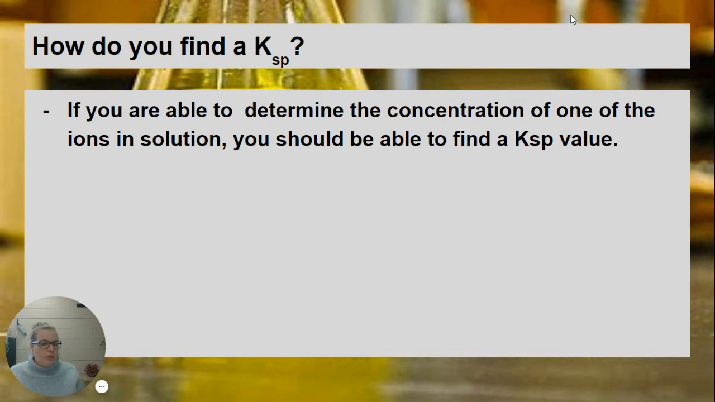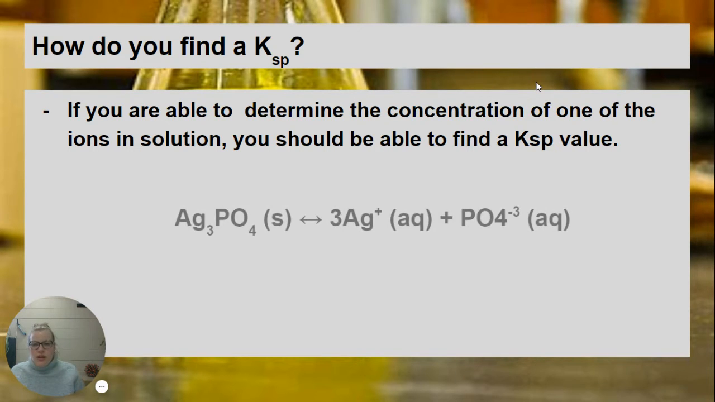So if you are able to solve or are given enough information to know the concentration of one of the things that's in solution, okay? And we're assuming at this point, I should back up, that you have just that thing dissolved in that solution. So if you know one of the ion concentrations that are dissolved in solution, you should be able to find the rest of them.